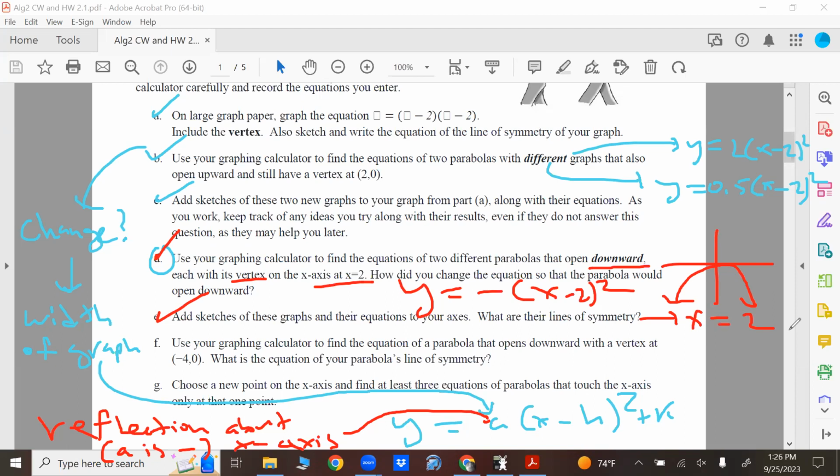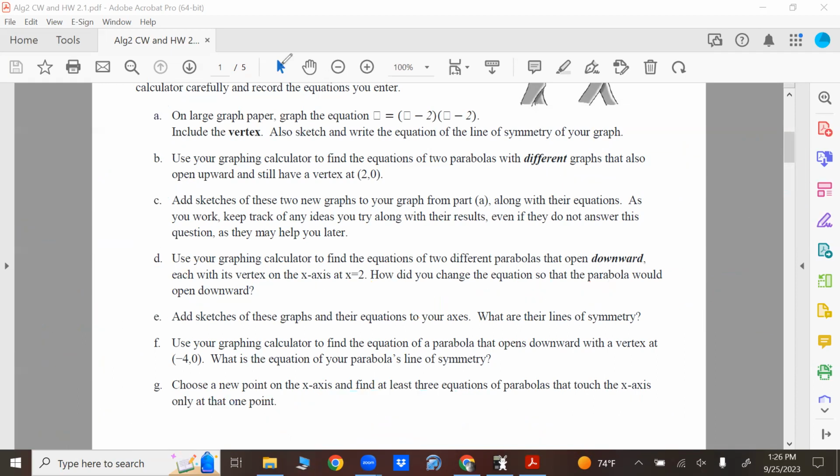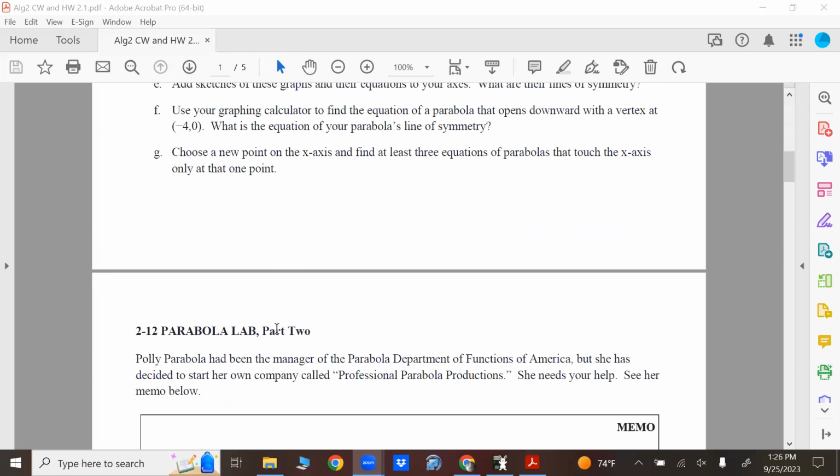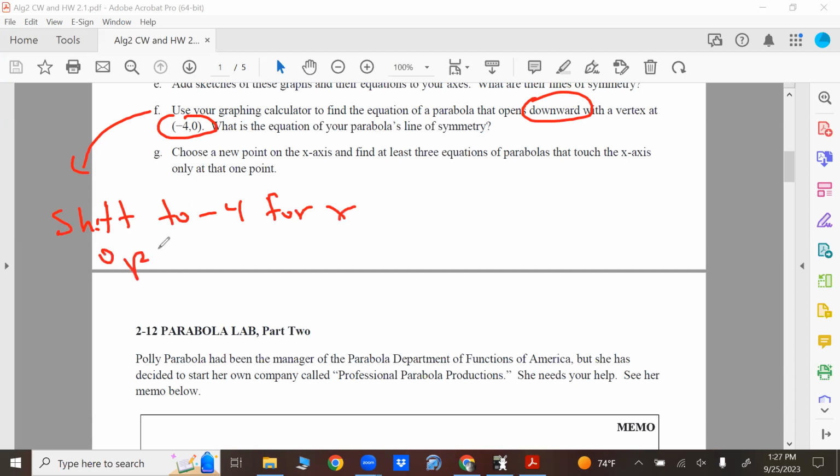Let's look at part F. Now, part F, we want to do a few things. We want to have it go down and move the vertex. So we want to do two things, actually. So let me clear the screen here. Let me reposition the page. So now what we want to do is go down and move the vertex. So we have to shift 4 left, or shift to negative 4 for x, and open down.